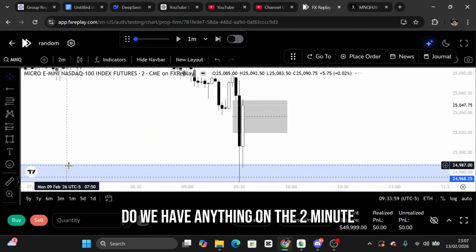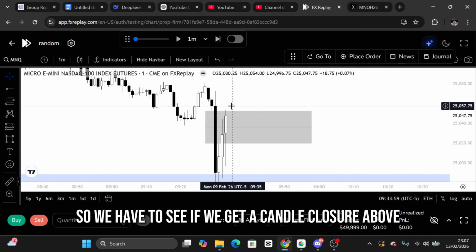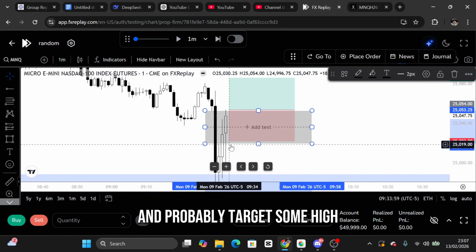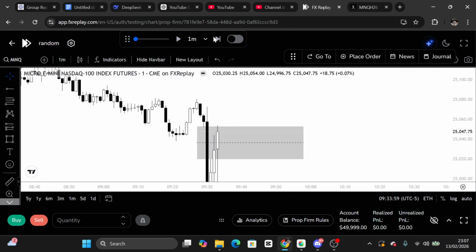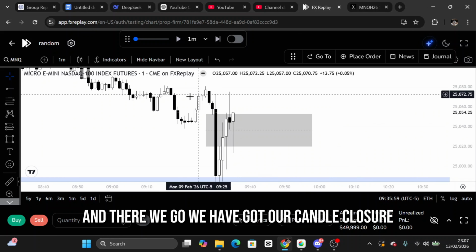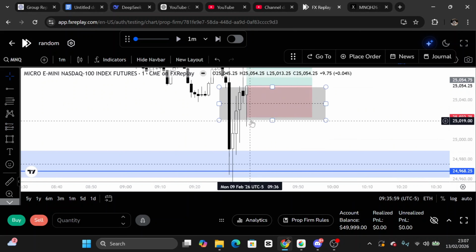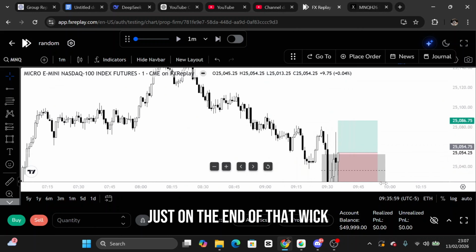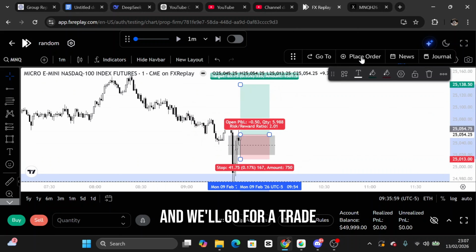Do we have anything on the 2-minute? No, we only have something on the 1 minute. So we have to see if we get a candle closure above, and I would take a position like this and probably target some highs. So let's see if I get the candle closure anyway. And there we go. We have got our candle closure, and from here, I would definitely go for longs. I'll put my stops right here, just on the end of that wave, and I will target around a 1 to 2, and we'll go for the trade.